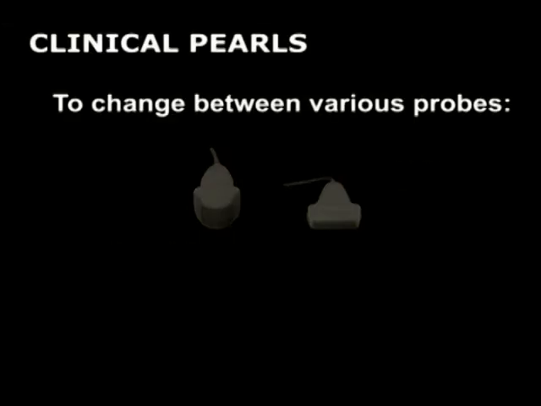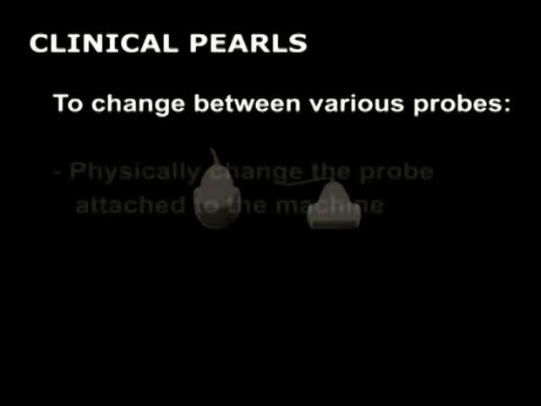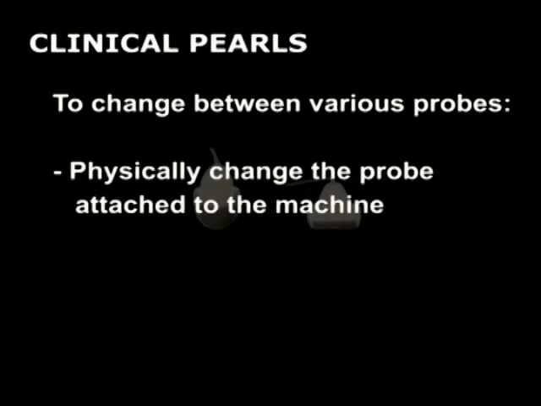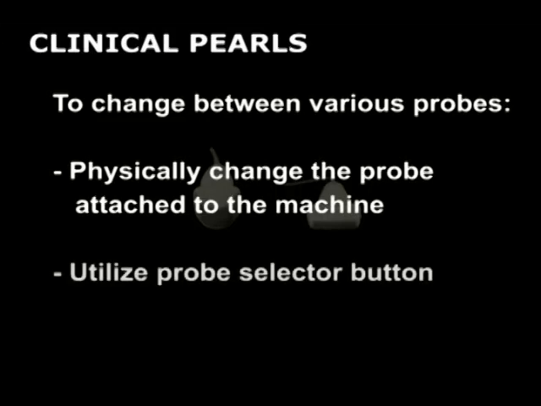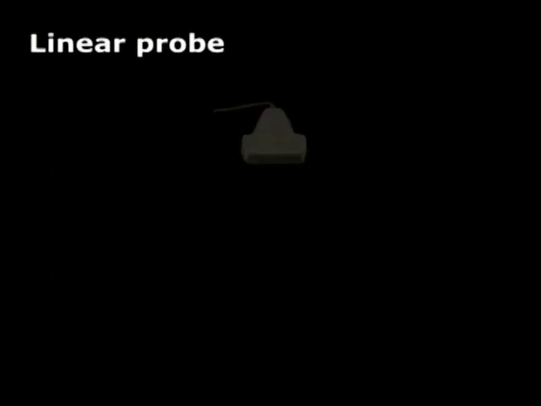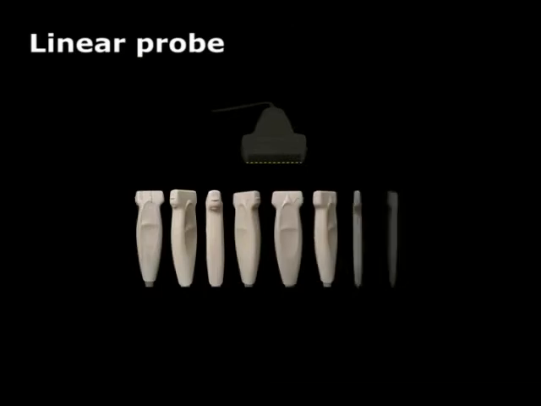To change between various probes, you will need to either physically change the probe attached to the machine or utilize a probe selector button to allow interchange between probes. The linear probe is the probe with the flat top. These probes are high-frequency probes of usually greater than 11 megahertz.